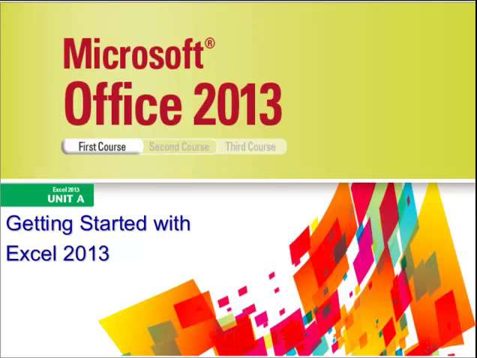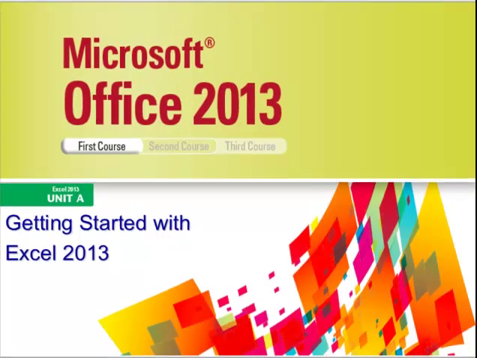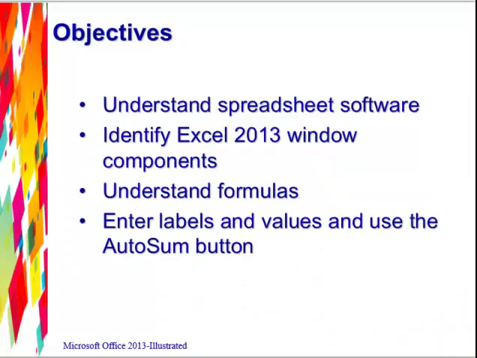Okay, this is Unit A for Excel 2013. In today's lecture, you're going to learn about spreadsheet software. You're going to be able to identify components in the Excel 2013 window. You're going to understand how to make a formula and what goes into labels and values using formula and AutoSum.